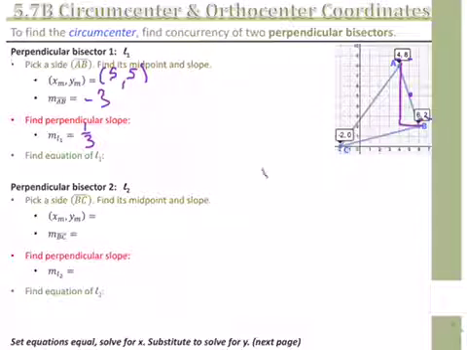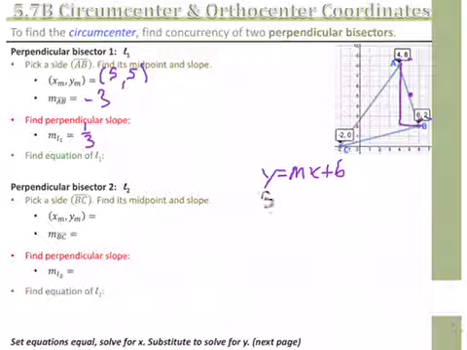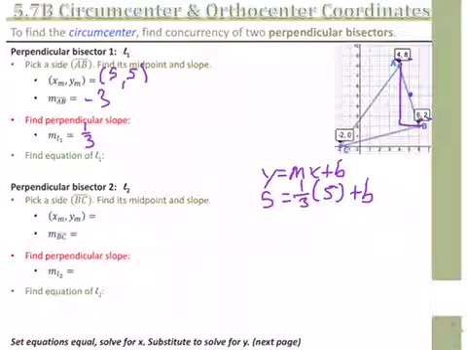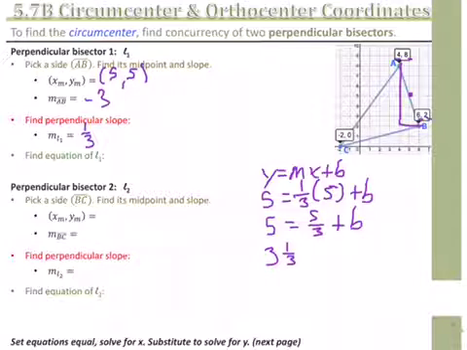So, alright, let's go to work. y equals mx plus b. We're going to plug in 5 for y, I'm going to plug in 1/3 for m, I'm going to plug in 5 for x, and I'm going to plug in nothing for b, because that's what I'm trying to find. 5 equals 5/3 plus b. If I subtract 5/3 from each side, well, 5/3 is 1 and 2/3. So 5 minus 1 and 2/3 is going to be 3 and 1/3. So 3 and 1/3 equals b. So therefore, my equation for line 1, which is really the perpendicular bisector, is going to be y equals 1/3 x plus 3 and 1/3.